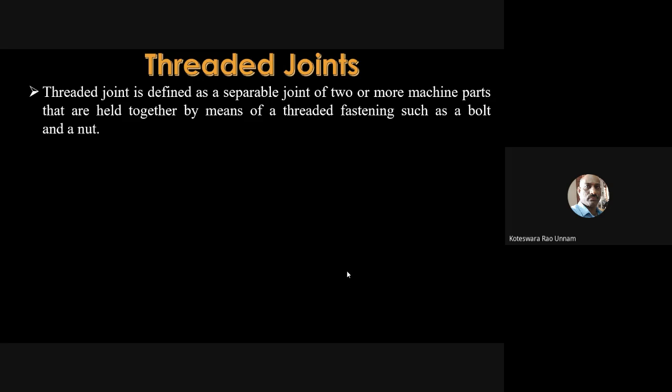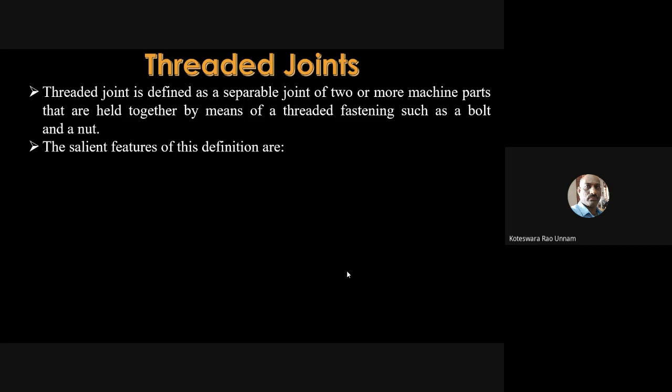This threaded joint connects two or more parts that are held together by means of a threaded fastening. That means in the connecting members there should be some threaded member. That may be a bolt and nut both. The bolt will have threads as well as the nut will have threads. So using bolt and nut we are forming a joint. That's why we call it a threaded joint.